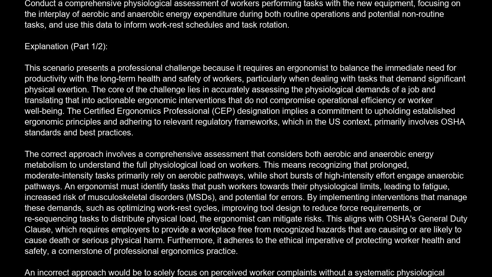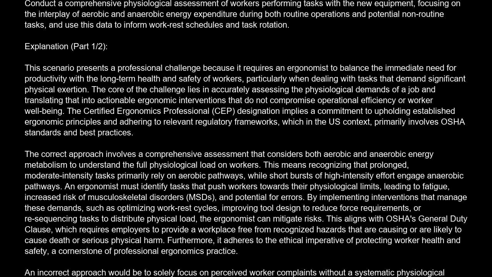The correct approach involves a comprehensive assessment that considers both aerobic and anaerobic energy metabolism to understand the full physiological load on workers. This means recognizing that prolonged, moderate-intensity tasks primarily rely on aerobic pathways, while short bursts of high-intensity effort engage anaerobic pathways. An ergonomist must identify tasks that push workers towards their physiological limits, leading to fatigue, increased risk of musculoskeletal disorders (MSD), and potential for errors.